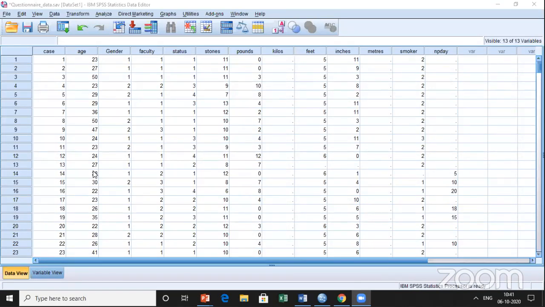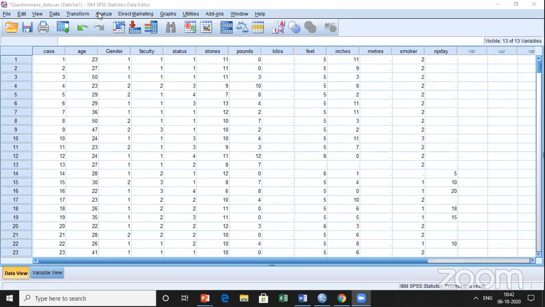So here, if you just see this, age is actually a continuous variable, and gender is actually discrete data. So this is qualitative data. Then faculty is also qualitative data. Status is also qualitative data. Then stones is a continuous data. Pounds is also continuous data. Kilos, feet, inches, etc. Right.